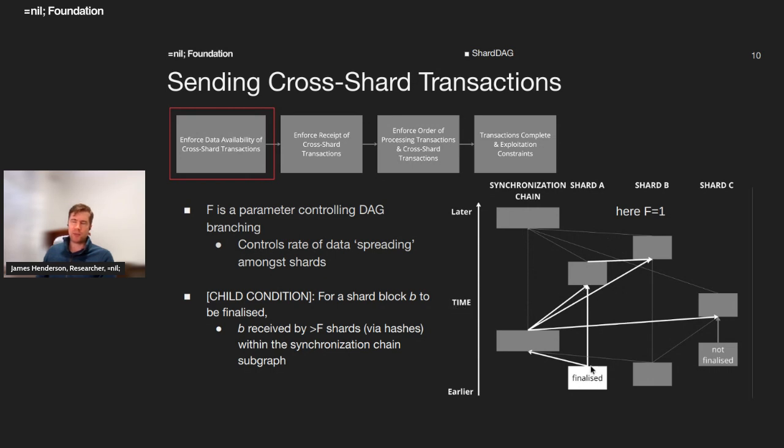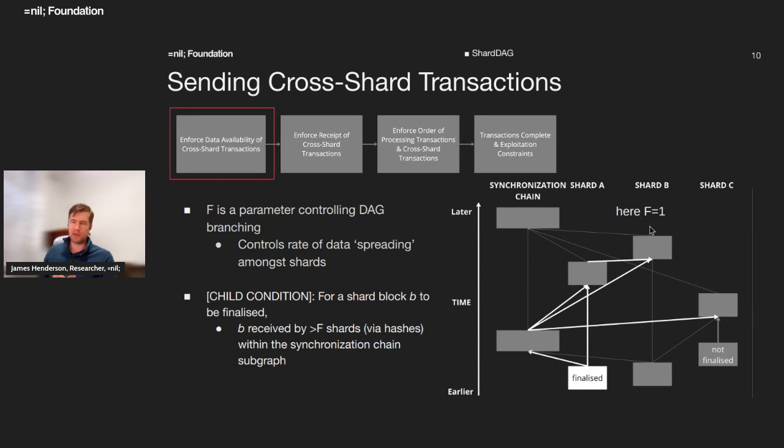So this white block, if you trace upwards through the DAG, through all these white arrows that I've highlighted, you should be able to reach child blocks that are created by more than F shards, where F is a protocol parameter that controls the rate of branching or spreading in the DAG. So in this example here, we have this white block that can be finalized because if we search upwards through the DAG, we can reach another block in shard A, we can reach another block in shard B, and we can also reach another block in shard C.